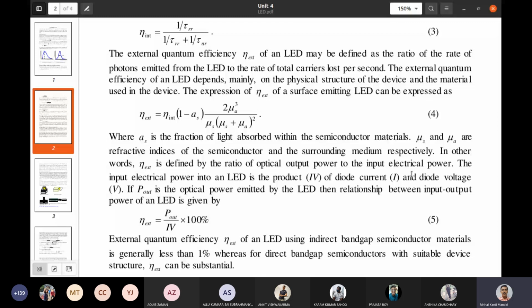So output power means optical output power, and input power means the multiplication of current and voltage. That is current applied in the diode, voltage applied in the diode, and the corresponding current, right? So IV, so external quantum efficiency can be treated as P out divided by I into V, and if we consider it in percentage, then multiply it by 100.